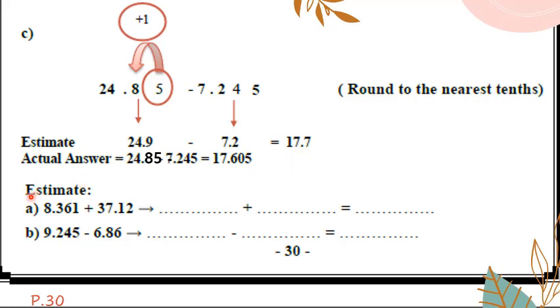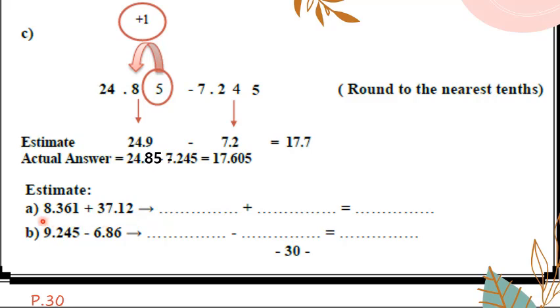Let me solve two exercises about estimation. The first one, 8.361 plus 37.12. Here he told me to estimate without mentioning the nearest ones or the nearest tenths. So you have to round to the nearest ones or tenths as you like. But the best one or the easiest one is to make rounding to the nearest ones.